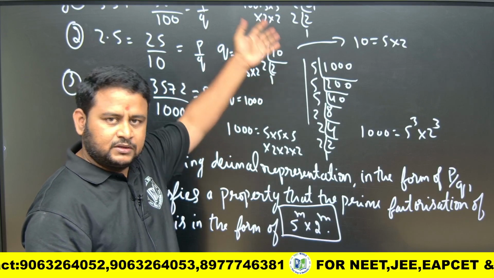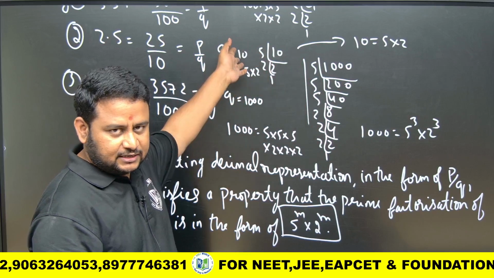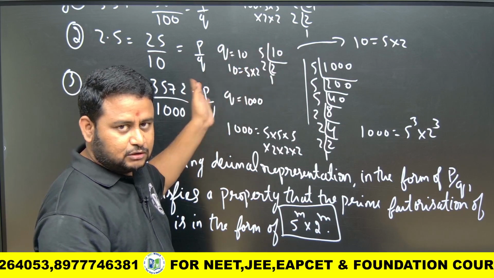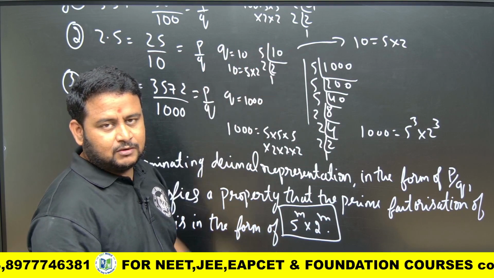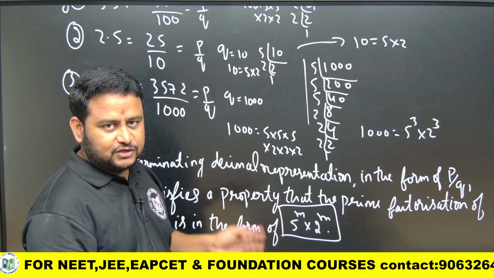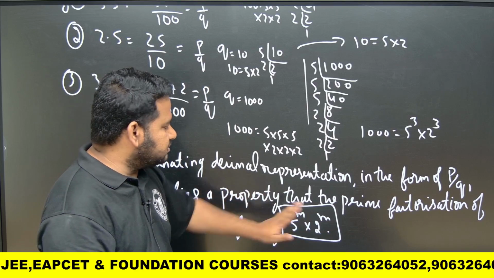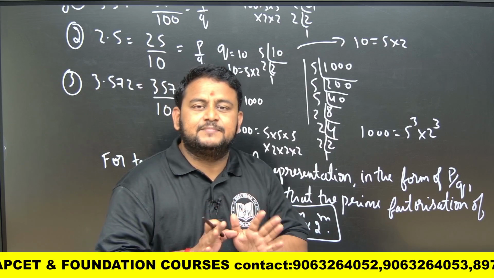of 5 into 2 raised to power something. When it comes to 10, that is 10 raised to power 1. When it comes to 1000, 5 into 2 raised to power 3. 1000 can be written as 5 into 5 into 5, 2 into 2 into 2, that is 5 cube into 2 cube, that can be written as 5 to the power of 3 into 2 to the power of 3. That is the property it satisfies when it comes to terminating decimals.